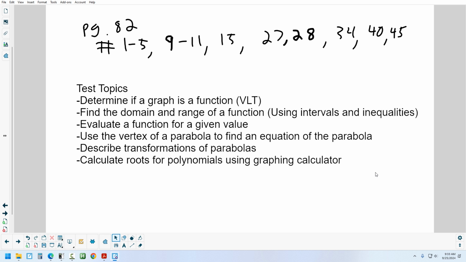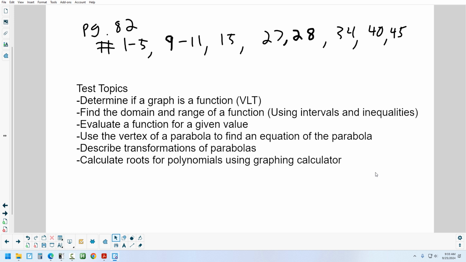Okay, so there's a list of topics that are on the test. So determining if a graph is a function using the vertical line test. Finding domain and range of a function. We talked about doing that different ways, using either intervals with the brackets and parentheses, or writing it as an inequality, using greater thans and less thans. I'm going to give you a value to plug into a function, and you just have to tell me what you get for a number when you plug it in.